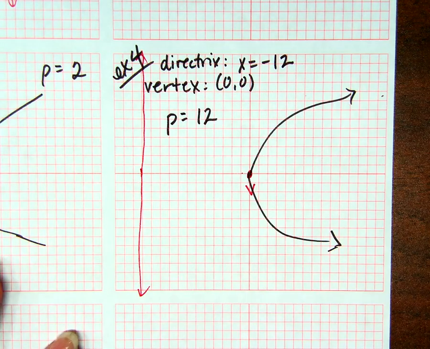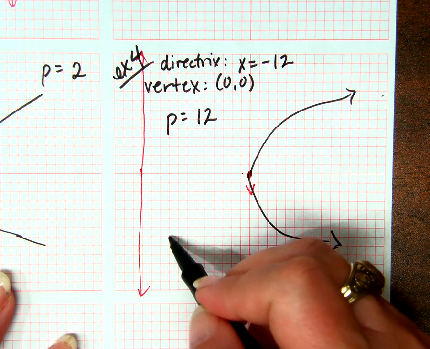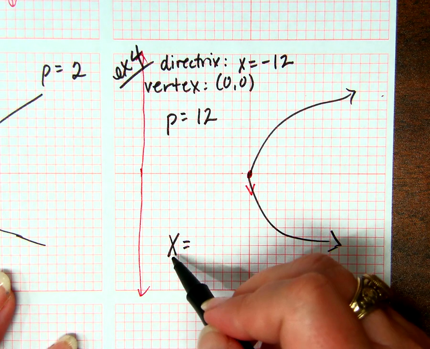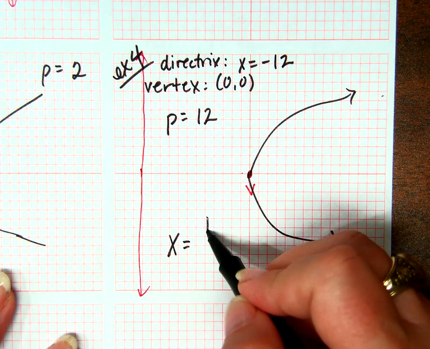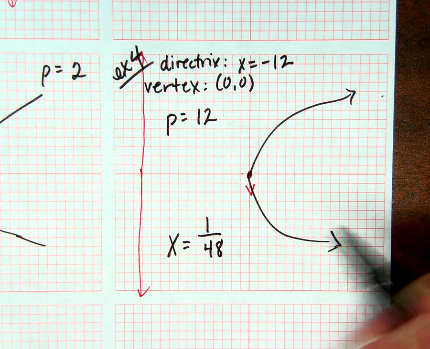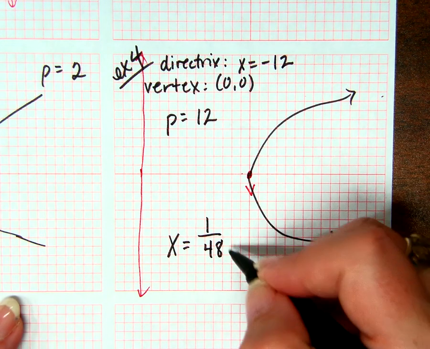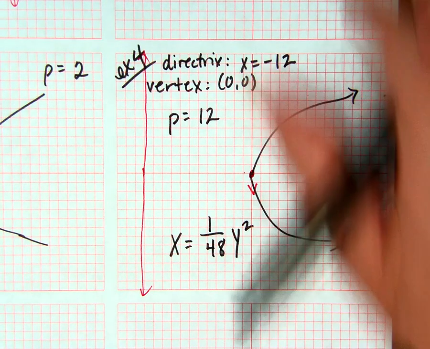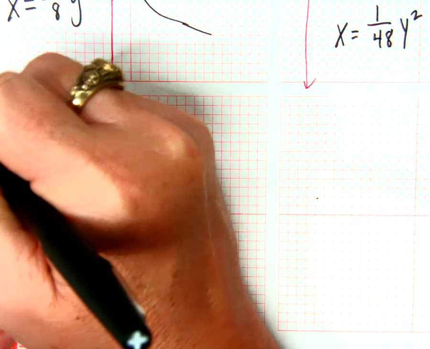What's the value for p? 12. So what's the equation? Why is it x and not y? Okay, so 1 over 48. Where'd you get 48? Oh, 4 times 12. Okay. That's great. Done. Questions? Okay. Example 5.